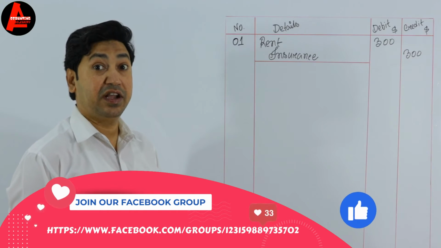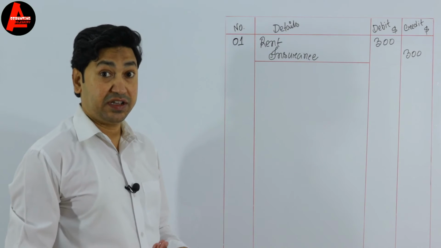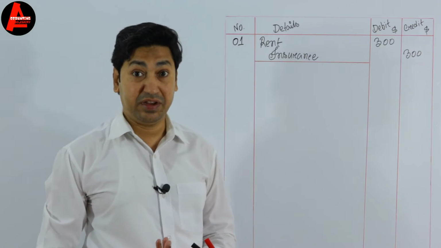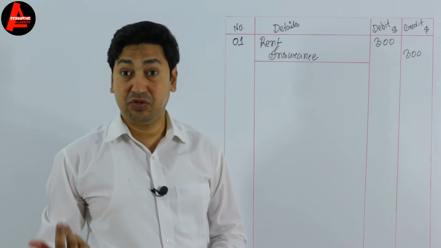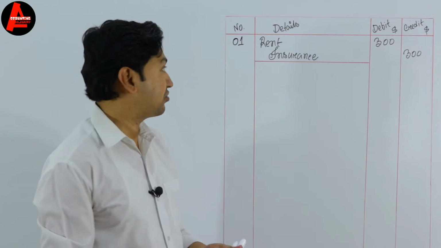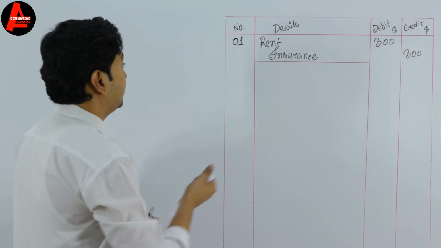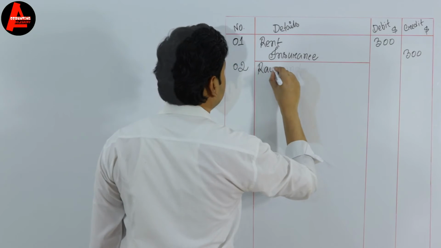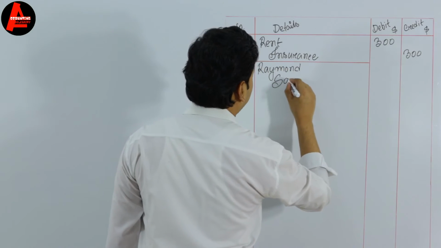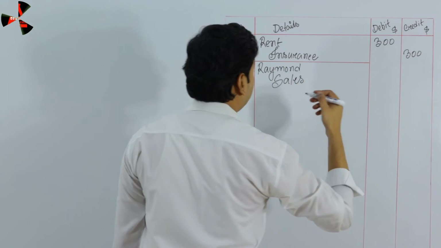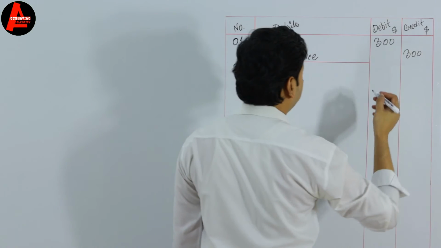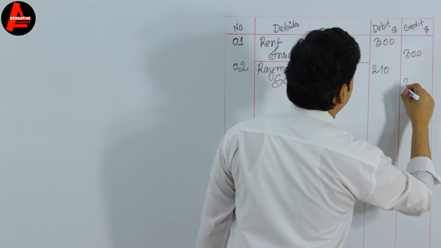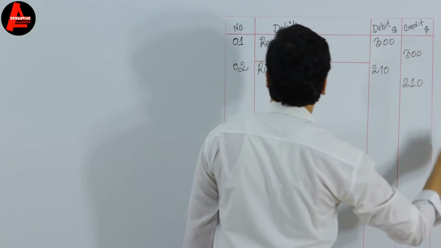So here, sales to Raymond. Raymond is a receiver, so the receiver account is to be debited. So Raymond account to be debited and sales account to be credited. Let us write the number 2: Raymond account to be debited and sales account to be credited. The amount should be double. Here we will write 210 on the debit side and 210 on the credit side.